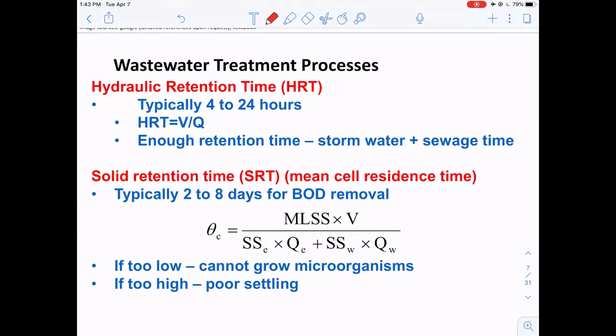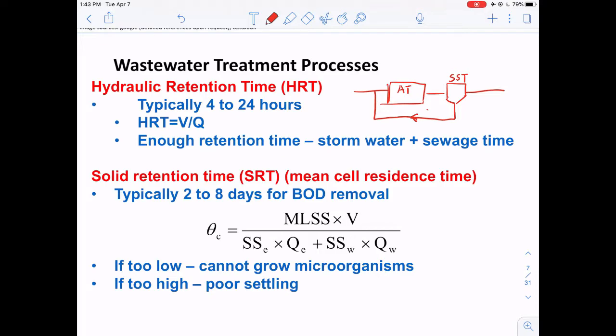So the other important design parameter for the activated sludge, or this secondary wastewater treatment process, is the hydraulic retention time, or the residence time of the water in the aeration tank. If we draw out that geometry again, this is the aeration tank, then we have the secondary settling tank. And some fraction of the solids are going to go back. We call this the return sludge.